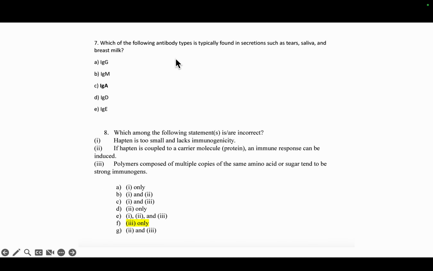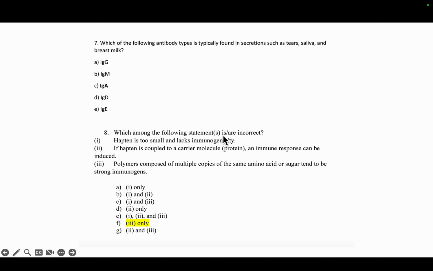Which of the following antibody types is typically found in secretions such as tears, saliva, and breast milk? We all know that IgA is typically found in these secretions such as tears, saliva, and breast milk.